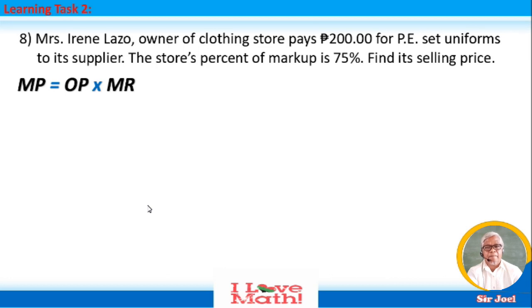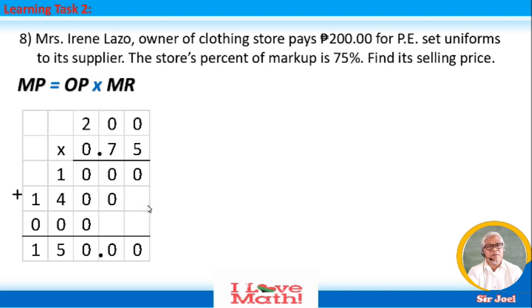Okay? So, tingnan natin. 200 times 0.75. 200 kasi 200 pesos. 0.75 kasi 75%. Okay? 5, pag itinimes sa 200, 1,000. 7, once multiplied by 200, 1,400. At yung 0, kapag multiply sa 200 is 0. Then add, we have now 150.00. So sabi nga natin, sa problem, meron tayong 2 decimal places.